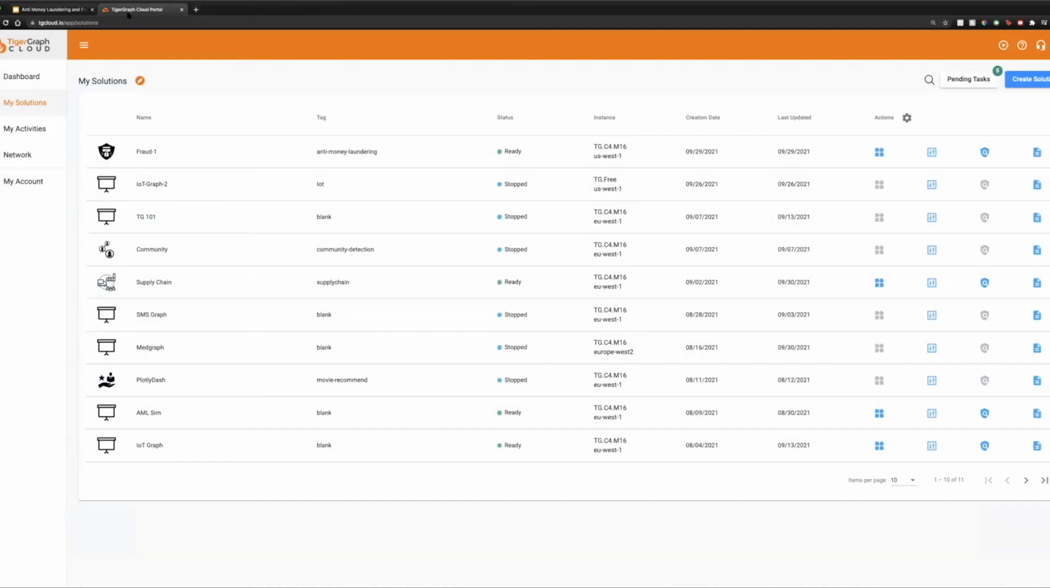So this is part of TigerGraph Cloud. TigerGraph Cloud is our cloud solution. And one of the great things about it is it's entirely free. So you can have a free tier solution. You can spin up a TigerGraph Cloud solution entirely for free.